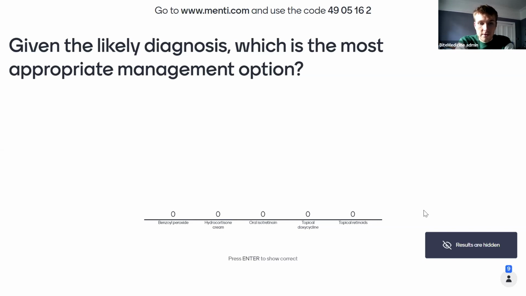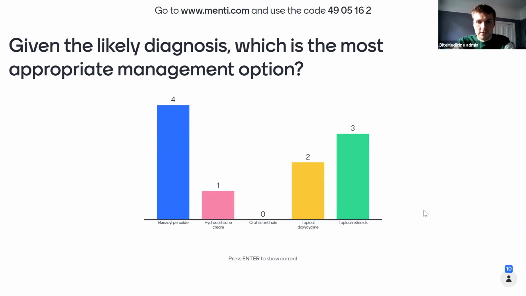So, given that presentation, what's the diagnosis, and therefore what is the most appropriate management option? Benzoyl peroxide, hydrocortisone cream, oral isotretinoin, topical doxycycline, or topical retinoids. So let's see what people are voting.